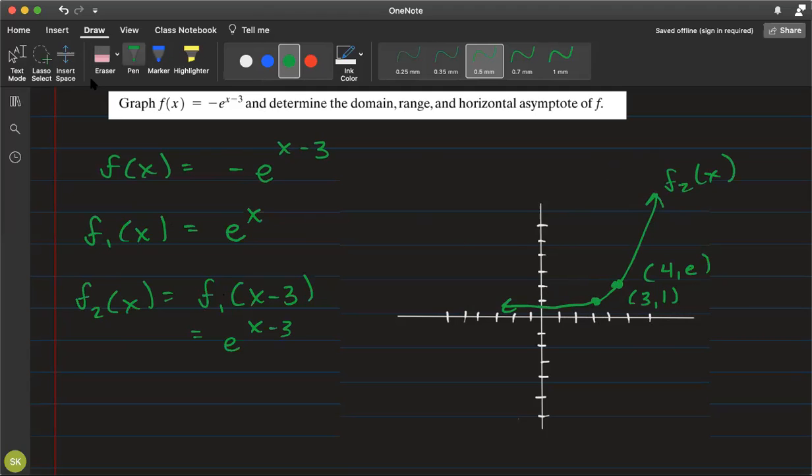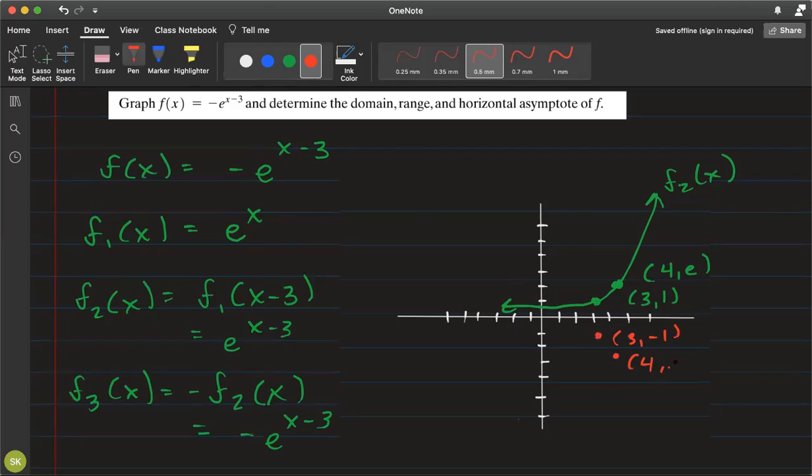And then the next step is to take this function and put a negative on the outside. That means we need to define a new function where we take this one and just multiply it by a negative, which will give us what we want, the final answer. And when we multiply a function by a negative, we flip it upside down. So then all we have to do is take this point, which is 3, 1, and make it 3, -1. And this one will be 4, -e.